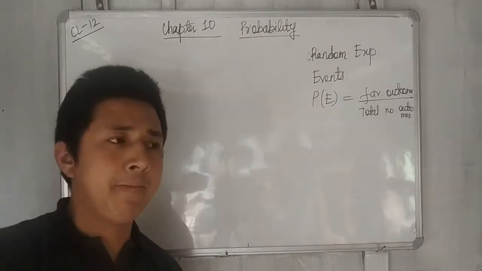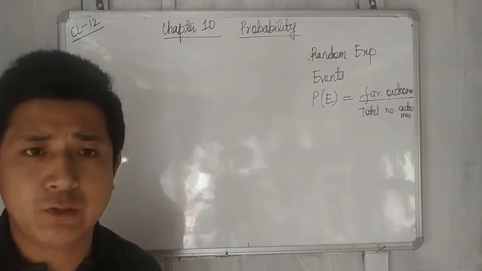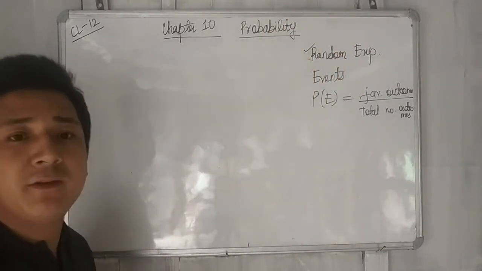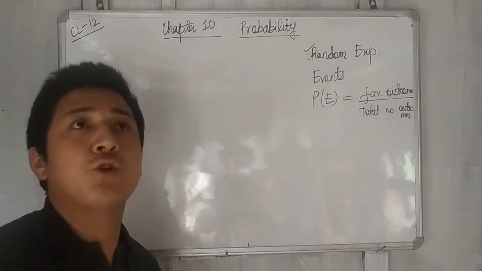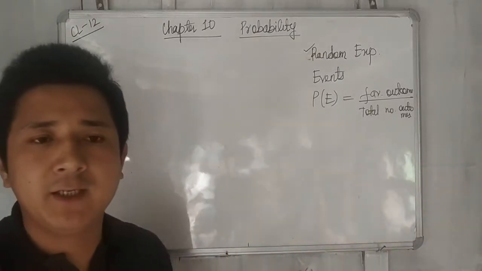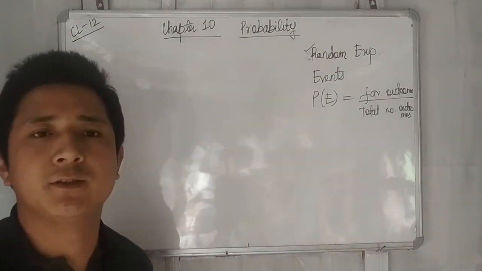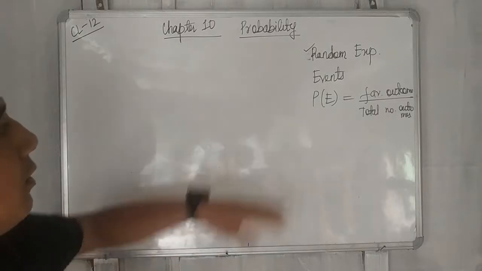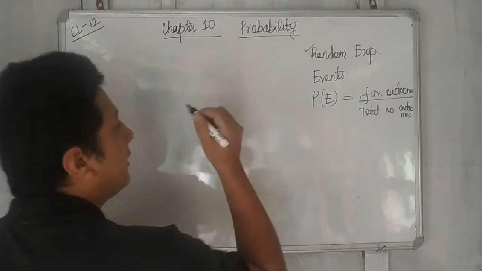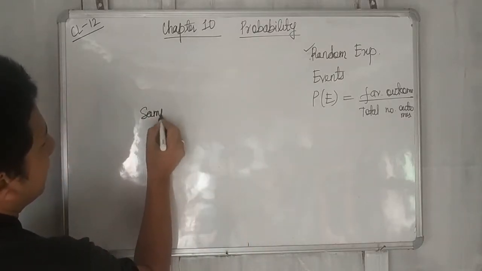Suppose, for example, a dice is rolled. You can get any of the numbers 1, 2, 3, 4, 5, 6. So that is a random experiment. A random experiment is also tossing a coin, or drawing a card. Tossing a coin, either you'll get a head or a tail. And drawing a card, you can get any of the cards out of 52 cards. So these are all random experiments.